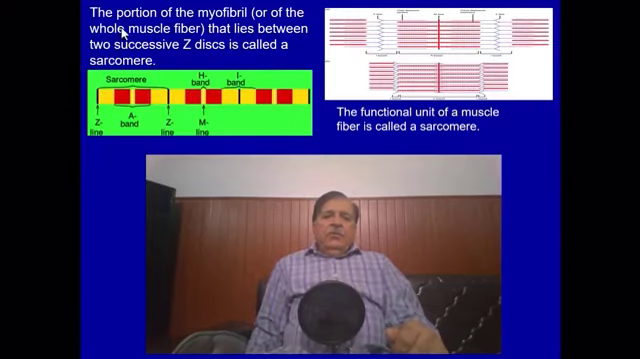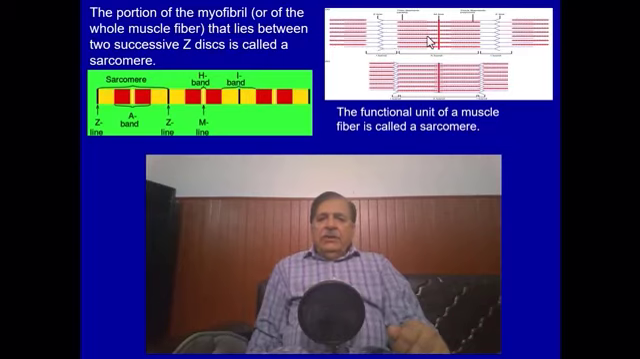The portion of the myofibril, or of the whole muscle fiber, that lies between two successive Z lines is called a sarcomere. Here you can see another line to which actins are attached. On both sides, actins are attached: actin of this portion and actin of this portion. And this is the area between two Z lines. This is a Z line and this is a Z line. The area between these two Z lines is called a sarcomere, and this is the functional unit of muscle.